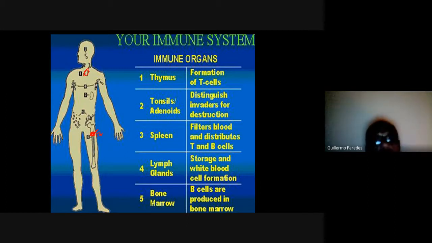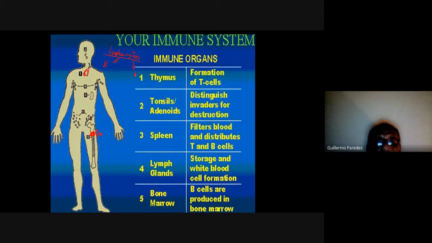Okay, let's go to the point. We have the white cells. We are going to see the lymphocytes, and we are going to see it like a collage, and then we are going to put everything together. We have two types of lymphocytes, the lymphocytes B and the lymphocytes T.